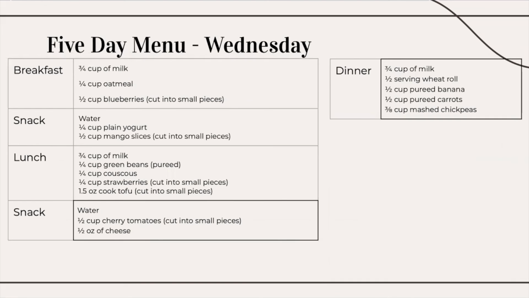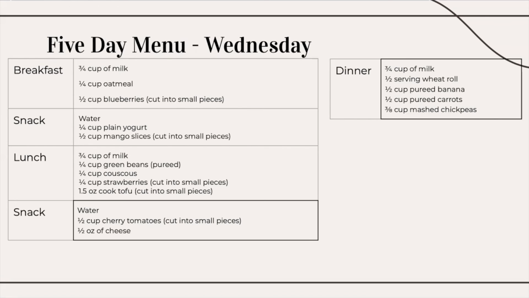For breakfast, my recommendation was 3/4 of a cup of milk, 1/4 of a cup of oatmeal, and half a cup of blueberries cut into smaller pieces. For a snack, I said water, 1/4 of a cup of plain yogurt, and half of a cup of mango slices cut into smaller pieces.